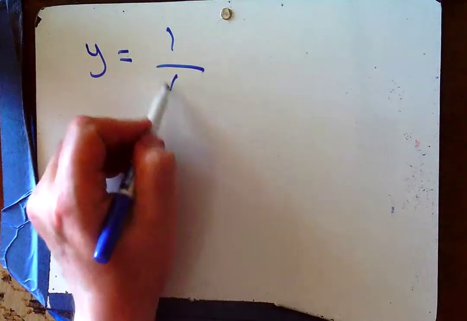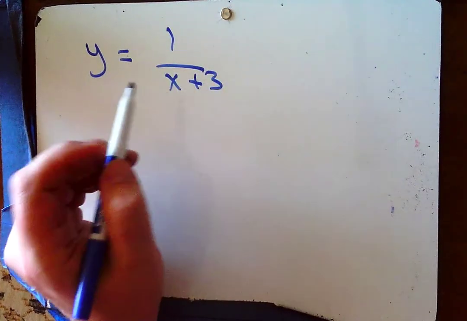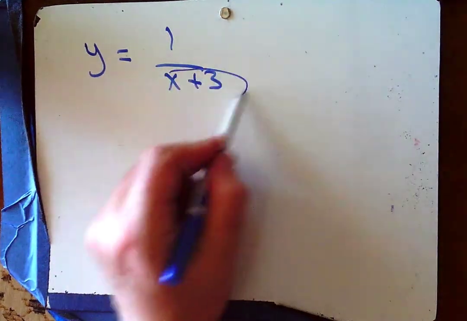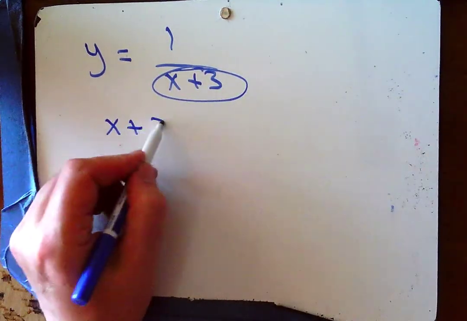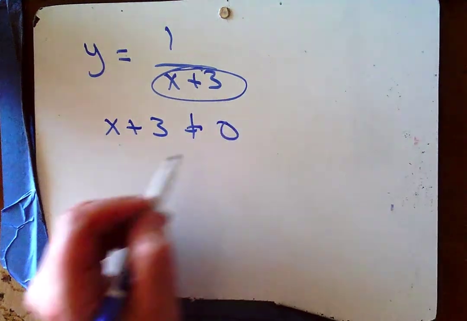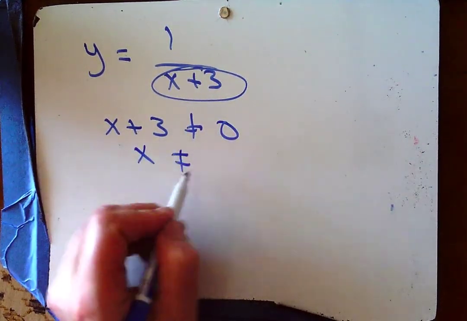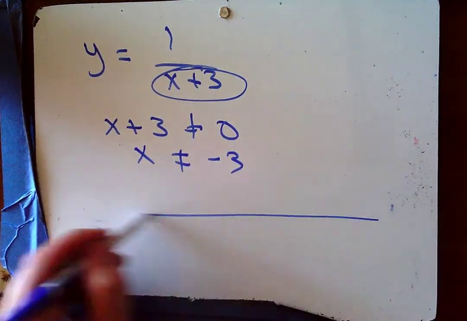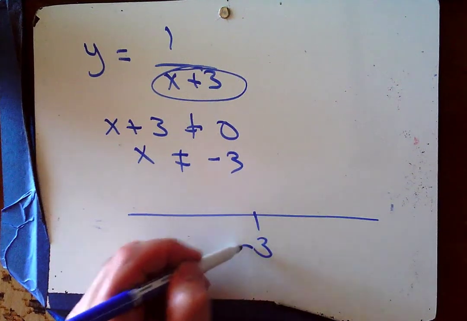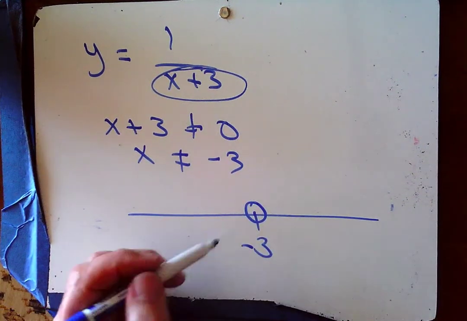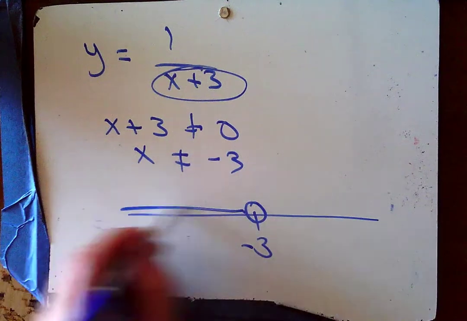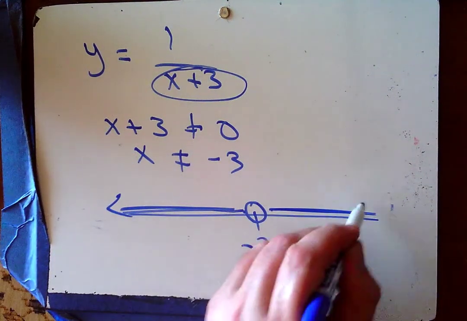Okay, so let's take it a step further, and now let's say 1 over x plus 3. Well, I know I can't have a 0 there. So x plus 3 can't be equal to 0, which means that x can't be equal to -3. On my number line, here's my -3, and that's what I can't be. I can be absolutely everything else.